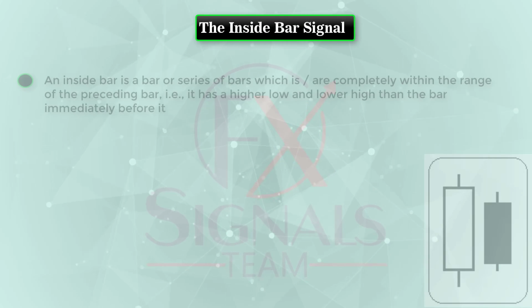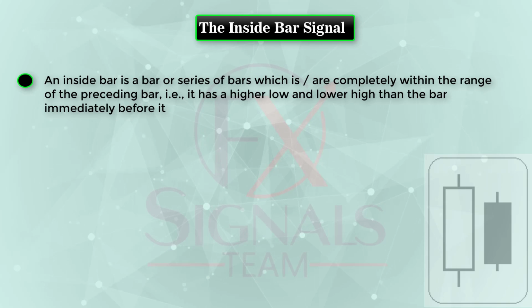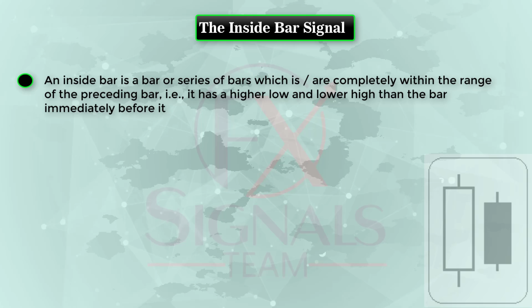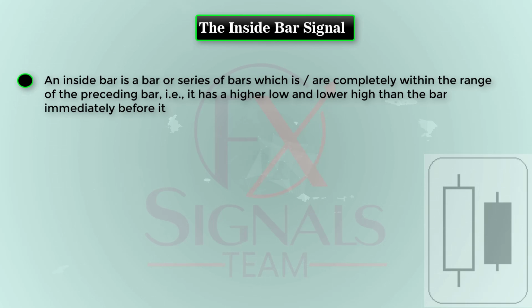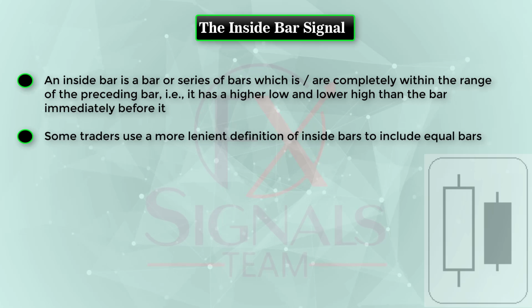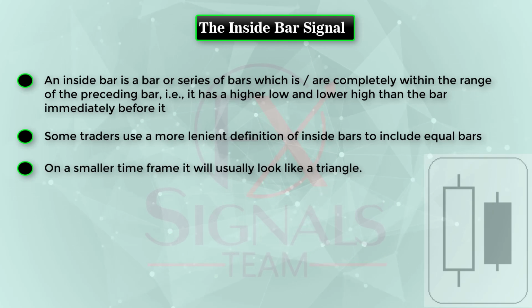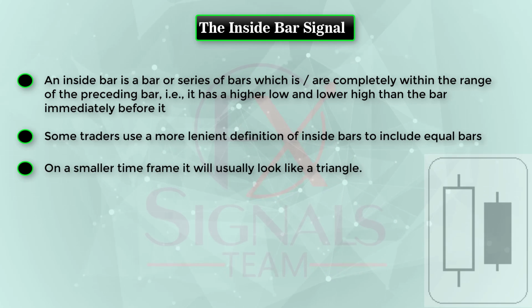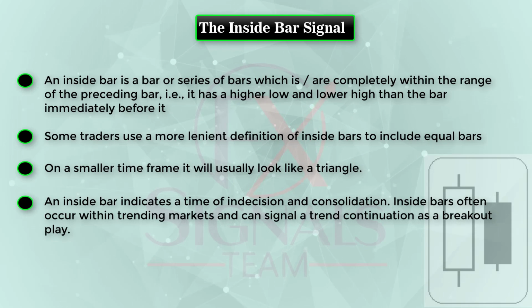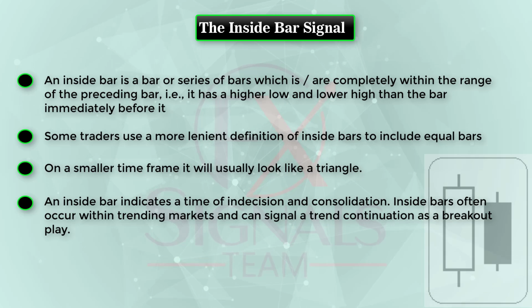Let's start. An inside bar is a bar or series of bars which are completely within the range of the preceding bar, that is, it has a higher low and lower high than the bar immediately before it. Some traders use a more lenient definition of inside bars to include equal bars. On a smaller time frame, it will usually look like a triangle. An inside bar indicates a time of indecision and consolidation.